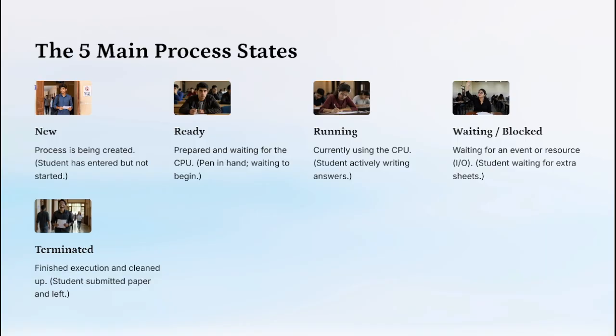Third one is running state. The process is actually using the CPU right now. This is the student actively writing the answer. Next one is waiting state. The process cannot continue right now because it's waiting for something like input output. This is the student who has raised their hand, waiting for the invigilator to bring extra seats. Last stage is terminated. The process has finished execution completely. This is the student who has submitted the answer sheet and left the hall.